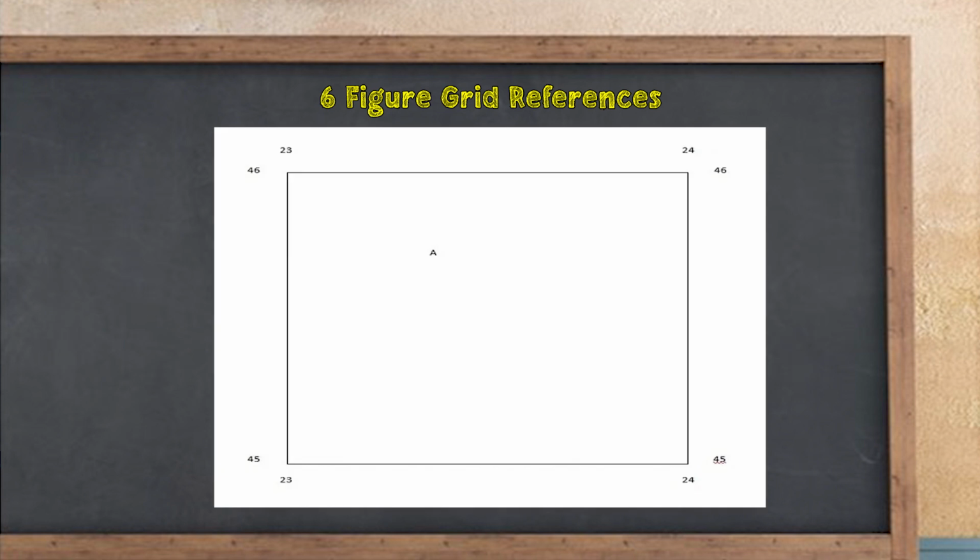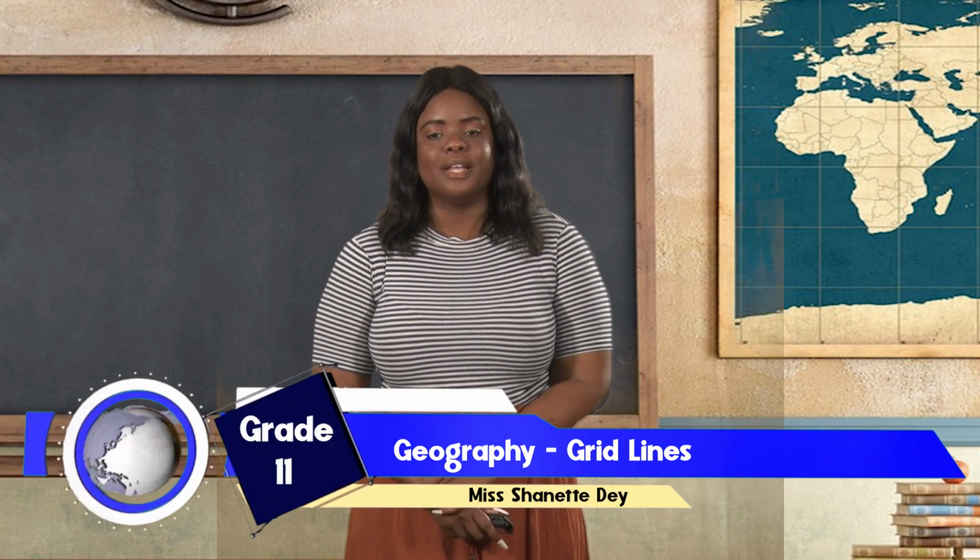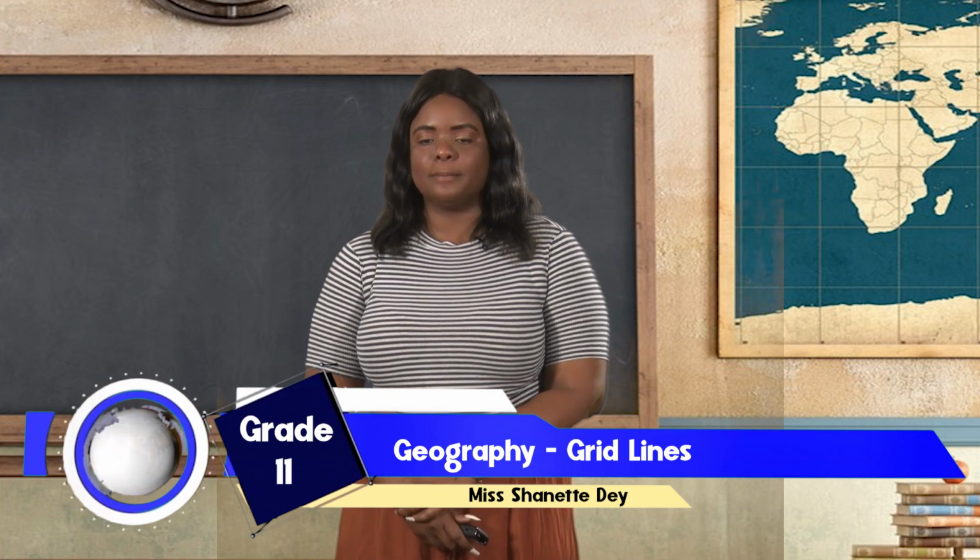Look at the grid square below. Look at the letter A, located within the square. The 4-figure grid reference for A is 2345. However, 2345 is also the 4-figure grid reference for any object which lies anywhere in this grid square. We can give the exact location of this A by giving a 6-figure grid reference. Let us take it step by step.